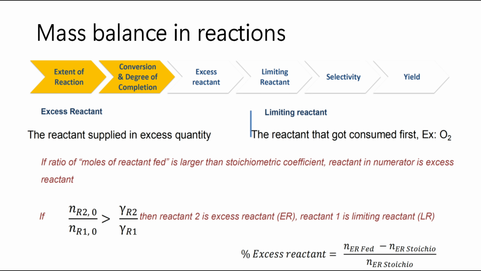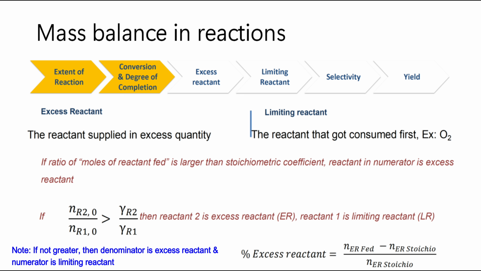The next concept: whichever reactant is taken in excess is called the excess reactant. Whichever reactant is consumed first is called the limiting reactant. To find which is the limiting and which is the excess reactant, we have to find the ratio of the number of moles taken initially to the stoichiometric coefficient. If that ratio is larger for one reactant, then the numerator reactant is the excess reactant and the denominator reactant is the limiting reactant.